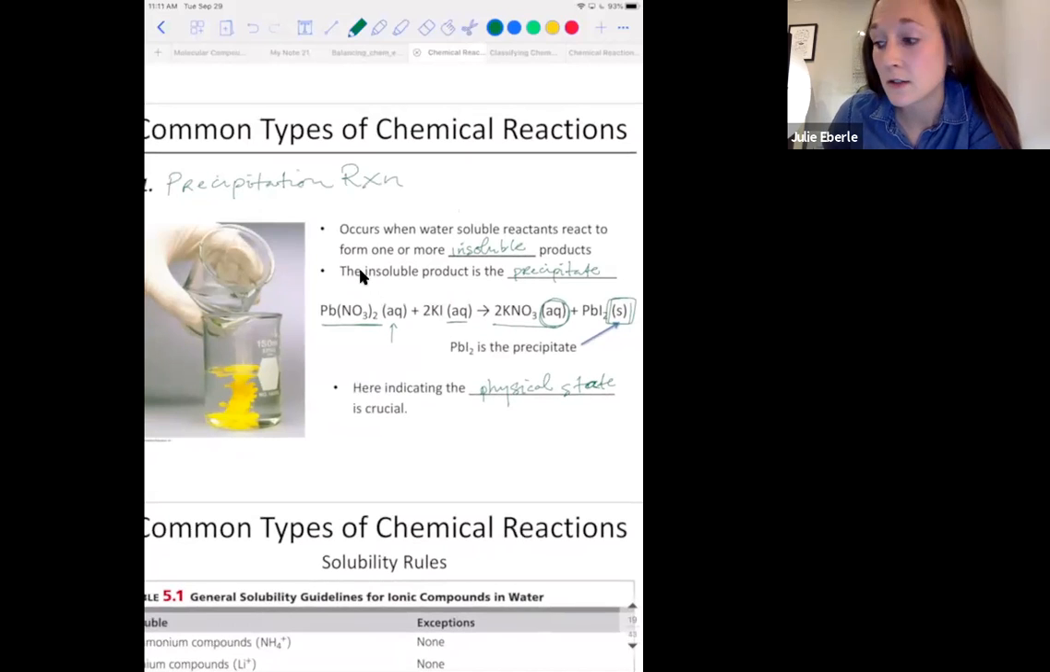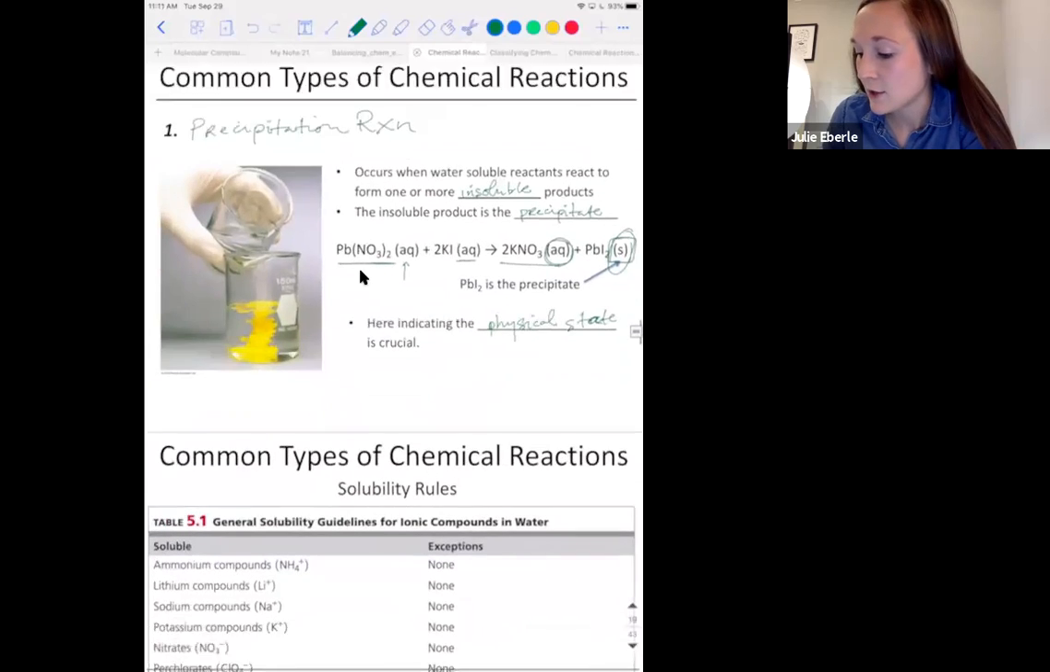You look at the products. If you have one that's a solid, that's an indication that you formed a precipitate. That's a precipitation reaction, okay? So how do I know if I have a precipitation reaction? You look at the physical state abbreviations, and if you have a product that's a solid, you have a precipitation reaction, okay? I'm also going to introduce this next slide.